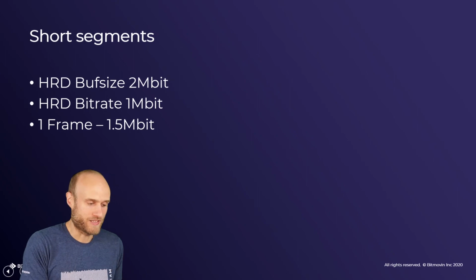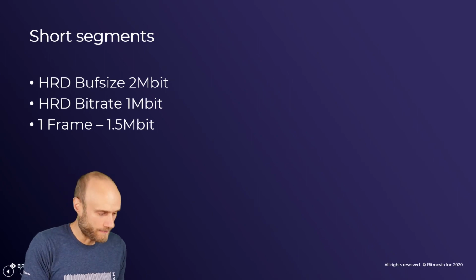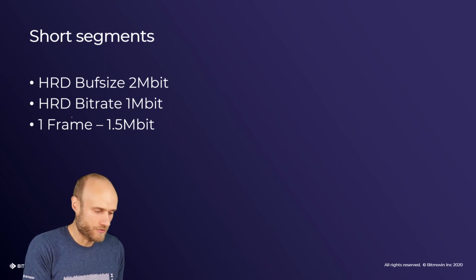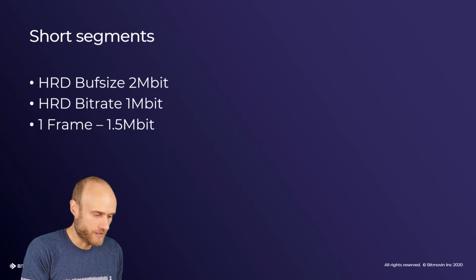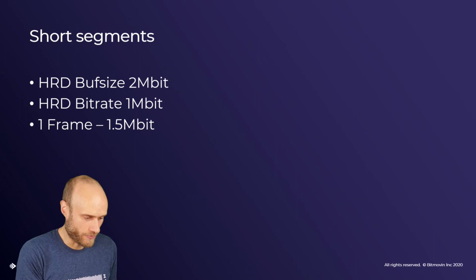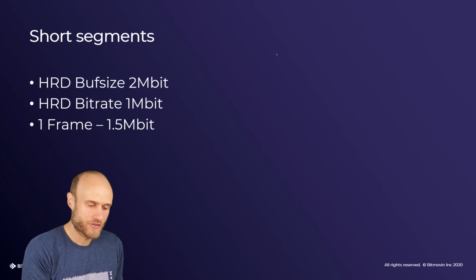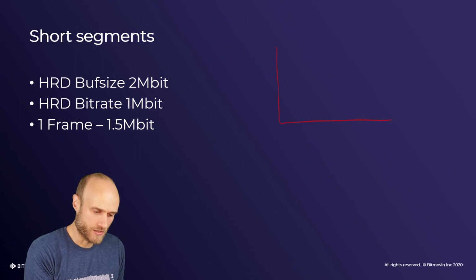But for short segments, this looks a little bit different. And let's say this is just a scenario here for parameters. So let's say we have a buff size of 2 megabits, and we have a bitrate of 1 megabit, and then we are just encoding one frame, just one single frame, and that one single frame has 1.5 mbit. So does this work with the HRD model?